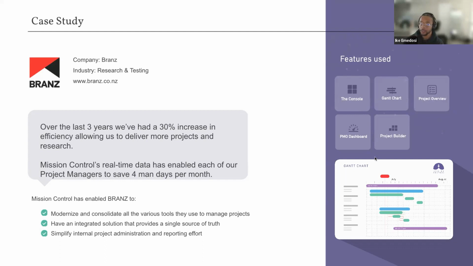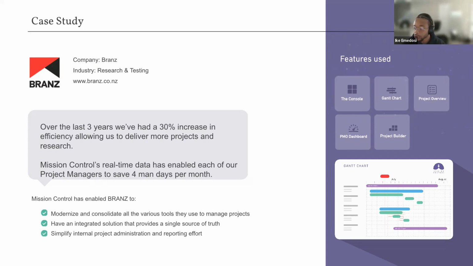So when we talk about our case studies and the truths that we've seen, we have individuals such as Brands. Over the last 3 years, we've had a 30% increase in efficiency, allowing us to deliver more projects and research. Mission Control's real-time data has enabled their project managers to save 4 man days per month. Keep in mind, for this specific company, they had about 15 project managers. 4 times 15, quick math, 60 man days a month for the organization.